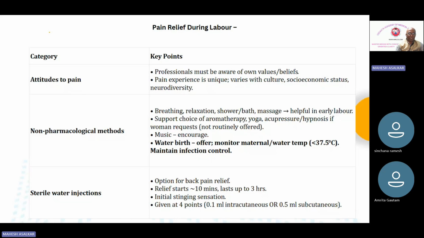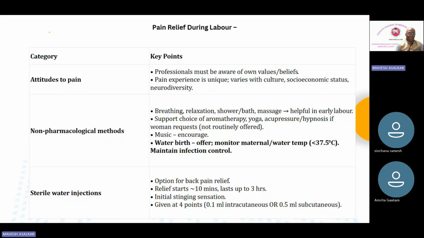From our side, music is encouraged, and a water bath, yes, offer. Monitor maternal as well as water temperature. It should be less than 37.5 degrees, and maintain infection control. There are criteria and those need to be followed.